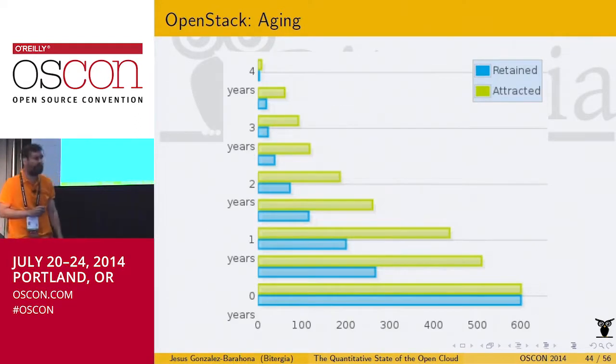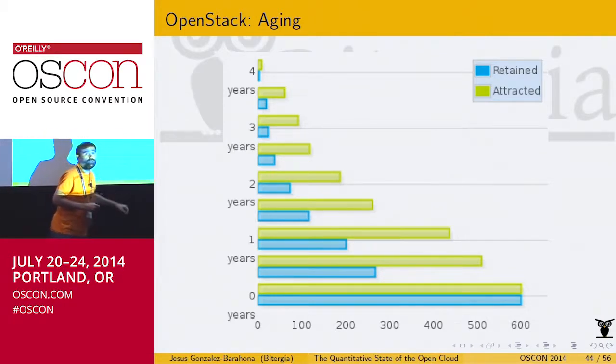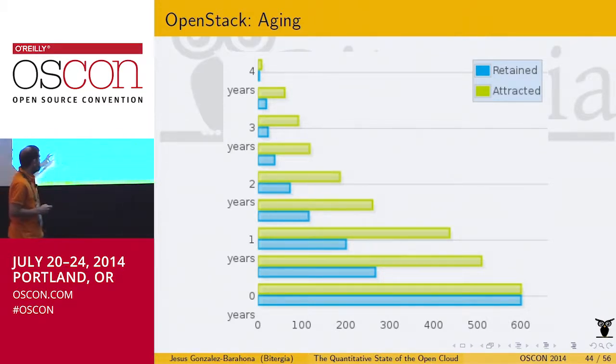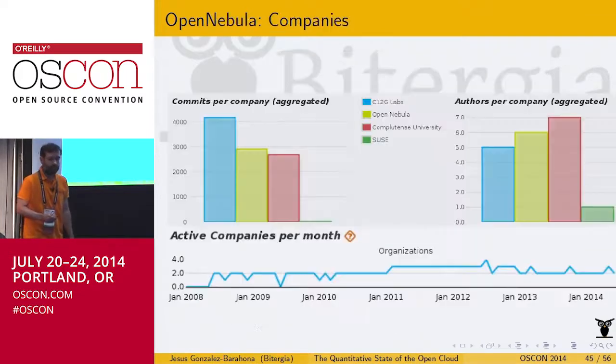And this is OpenStack. So, of course, the size of the numbers is much, much, much bigger. They attracted like 300 people during the last 6 months. Of the like 500 people they attracted the semester before, there are still around 300 around. So it's very close to 50% of retention for 6 months, which is not bad, and you can see how they are retaining people from the very beginning.